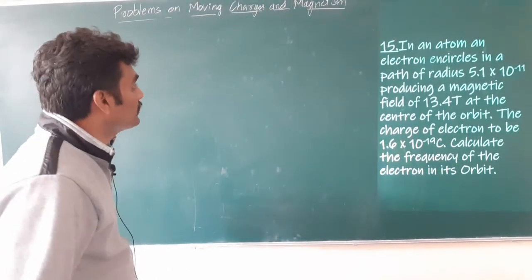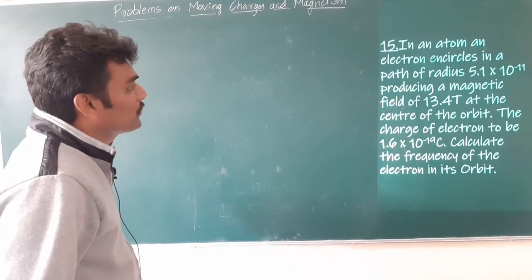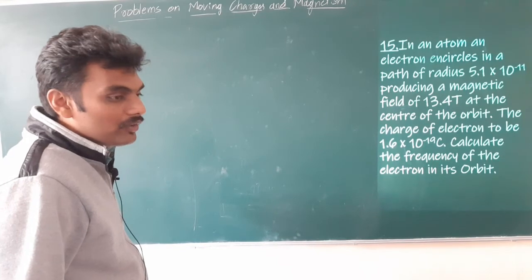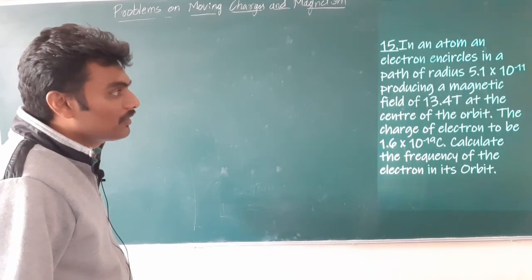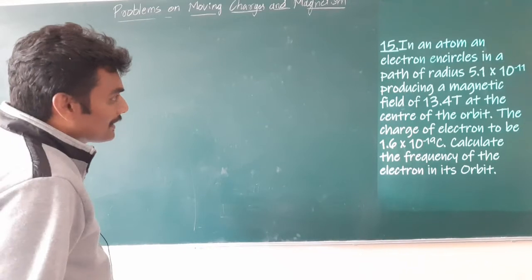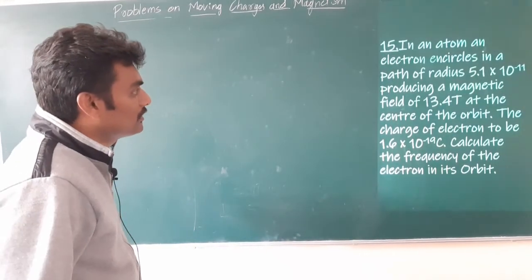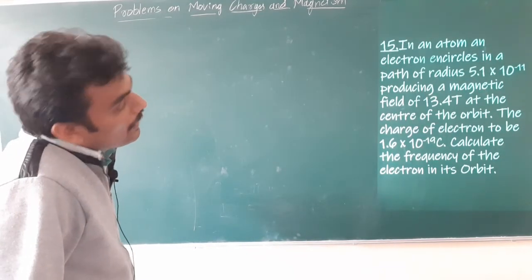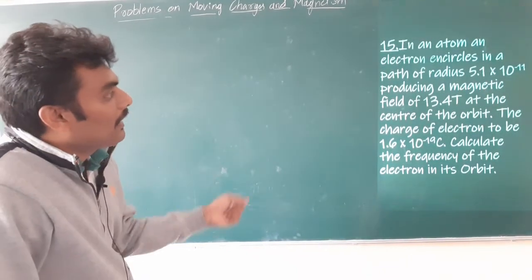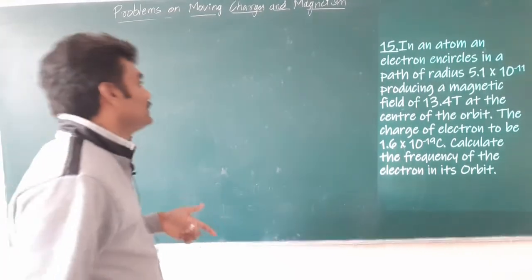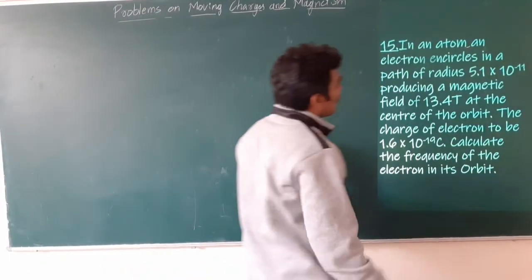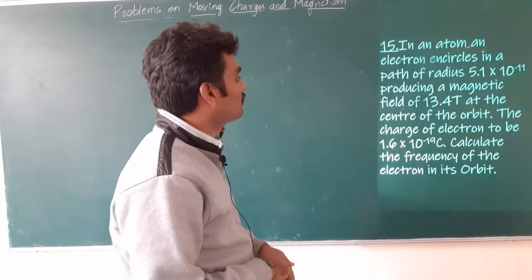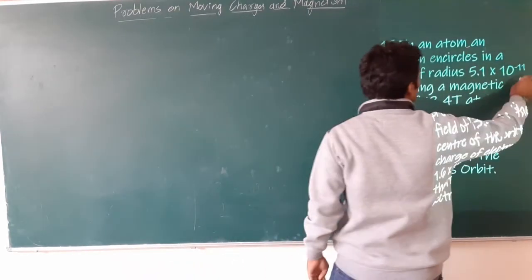Okay, 15.1. It is similar to the previous one, but again, here they have not made use of current directly. They have given us an electron revolving, a single electron revolving in its orbit. Fine. 15.1. In an atom, an electron encircles in the path of radius of 5.1 into 10 to the power of minus 11 meters.